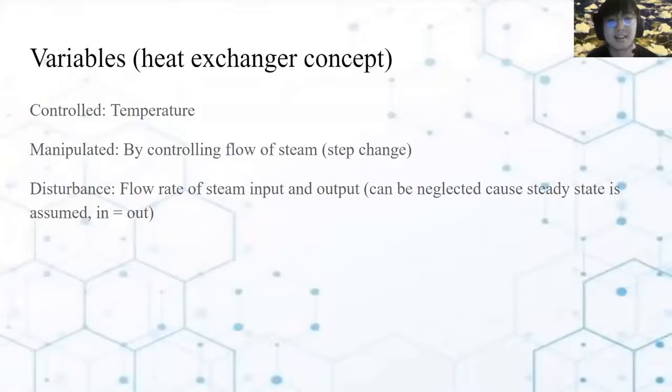These are the variables identified for this unit operation. The control variable would be temperature of the output. Manipulated variable would be flow of steam, as it corresponds to the amount of heat supplied. And disturbance would be the flow of steam. As steady state is assumed, disturbance can be neglected. Next.